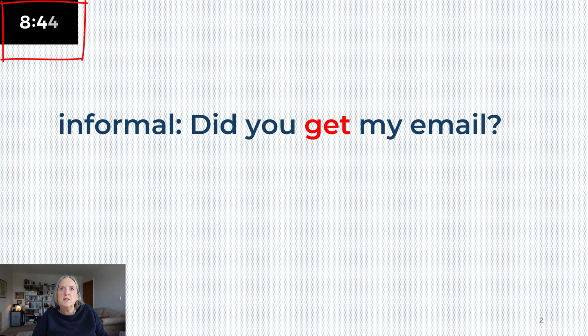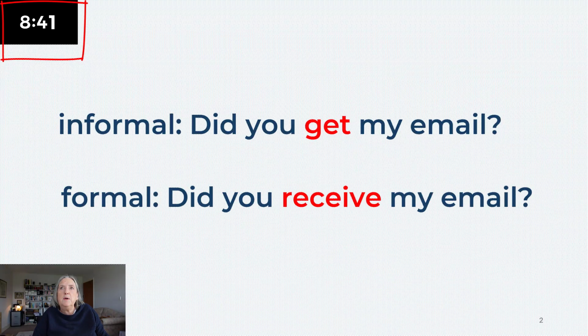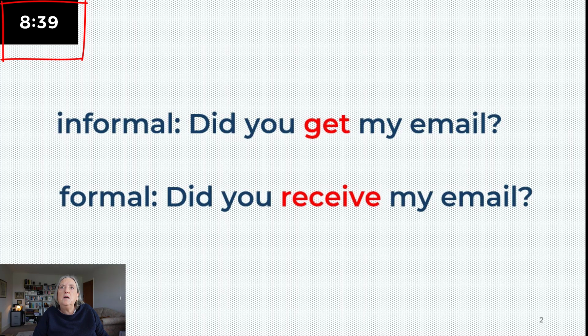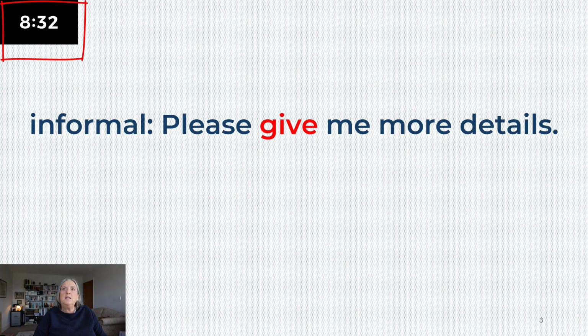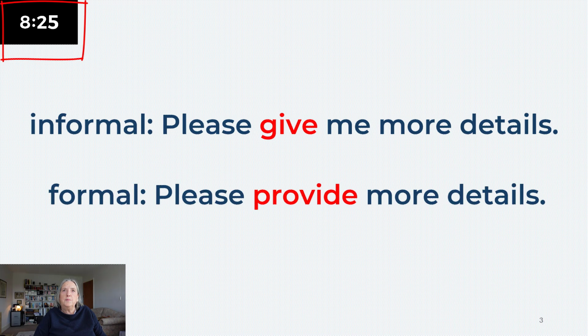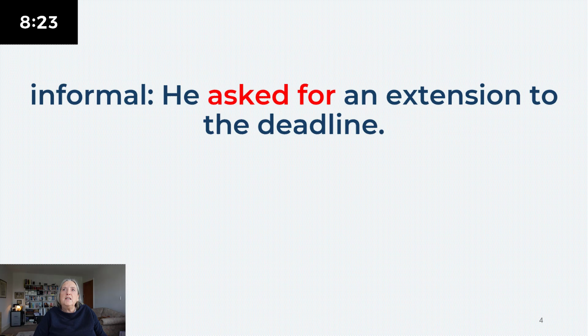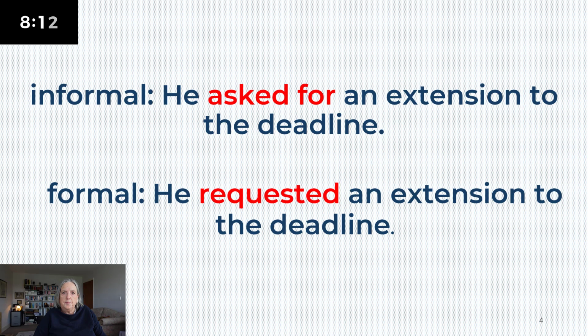So first of all, let's take a sentence. Did you get my email? And the keyword is get, and we change that to receive, and the word is in red. Let's go on to the next sentence. Please give me more details. Please provide more details. He asked for an extension to the deadline. Asked for. He requested an extension to the deadline.